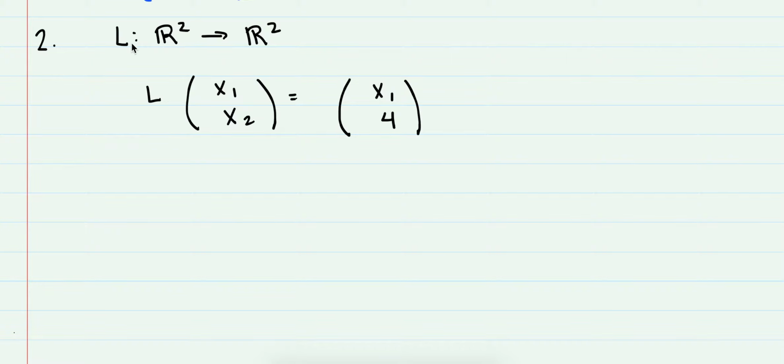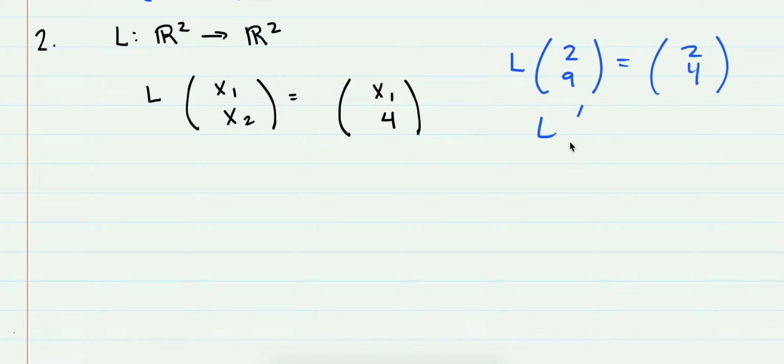Okay, so here I have a mapping that takes R2 to R2. And I want to know, is it linear? How I'm going to map a vector in R2, how I'm going to send it to R2 again, is I'm going to keep the first entry, but then I'm going to stick a 4 here. So for example, L of (2, 9) will go to (2, 4). L of (-1, 1) will go to (-1, 4). So this is how I'm mapping. For any vector you give me, I can tell you where it's going to be sent.